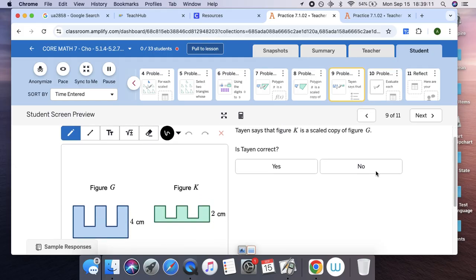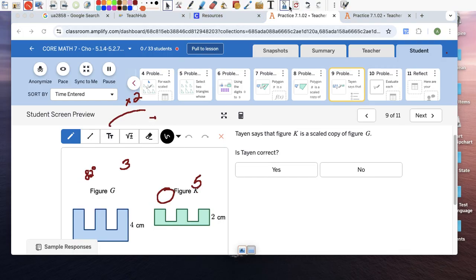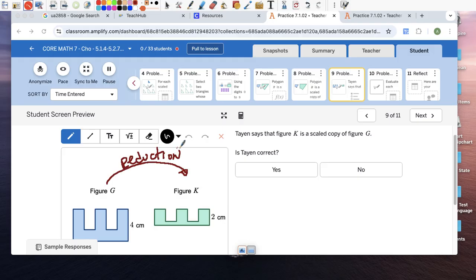Oh, okay. Taylor says this one, K, is a scale copy of G. So it went from this to this, right? And they're saying it's obviously a reduction. It looks like it got smaller. Is he correct? Well, look at this. Went from 4 and now it's 2.